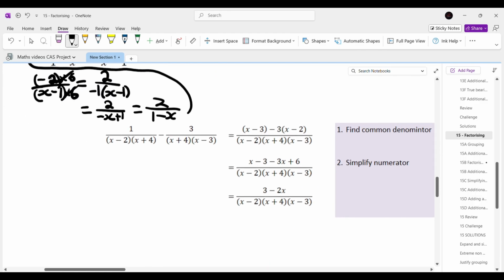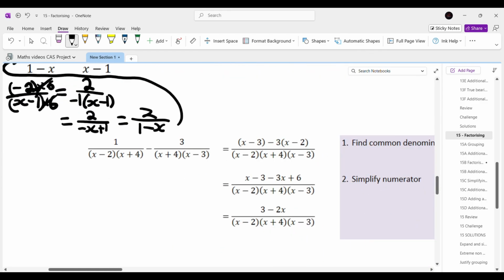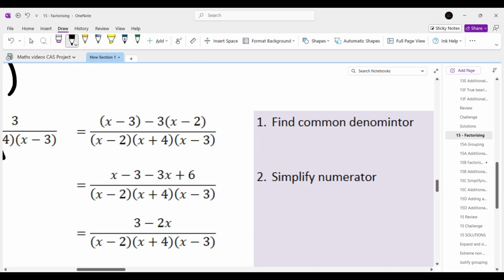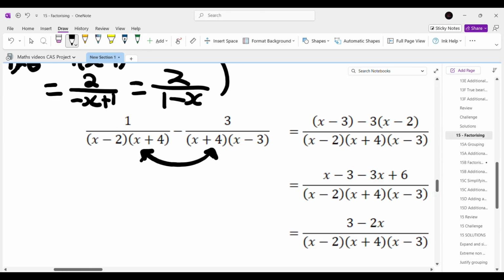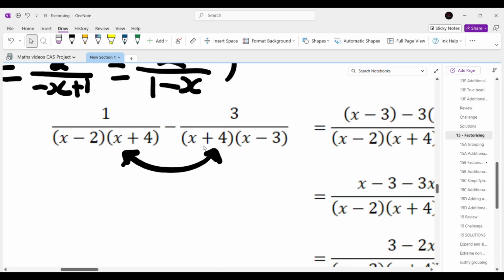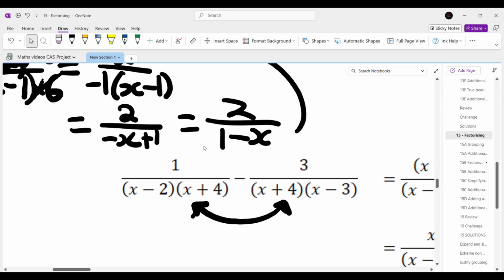Now, when it comes to adding fractions, what we need to do is multiply our denominators so that they're under the same, they have a common denominator, right? And so that we can bring it together as one fraction. And what this means is we'll have to multiply our numerators by a certain value, right?